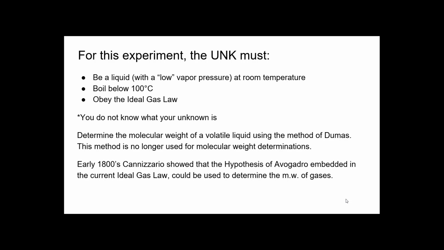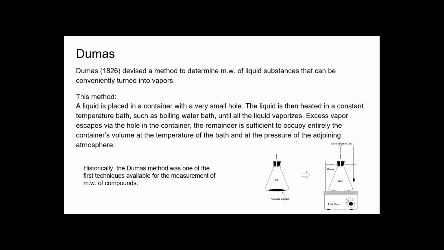You're going to determine the molar weight of a volatile liquid using the method of Dumas. This method is no longer used, but back in the day, for low vapor pressure liquids, they used to determine molecular weights this way. I'm going to do a quick overview of what you're going to do in the lab, but you will need to read thoroughly what Entis has posted.